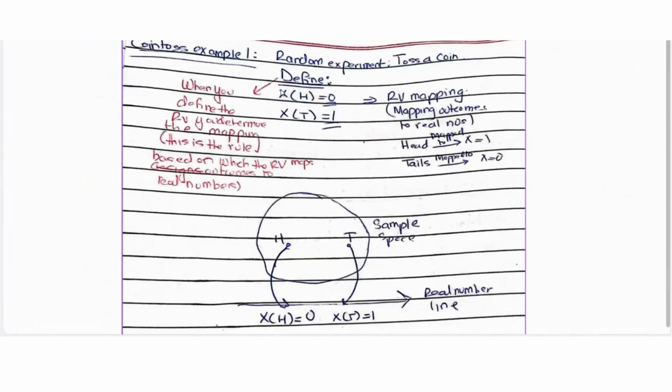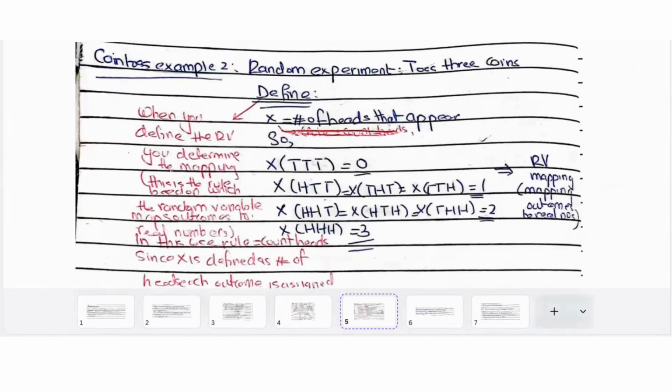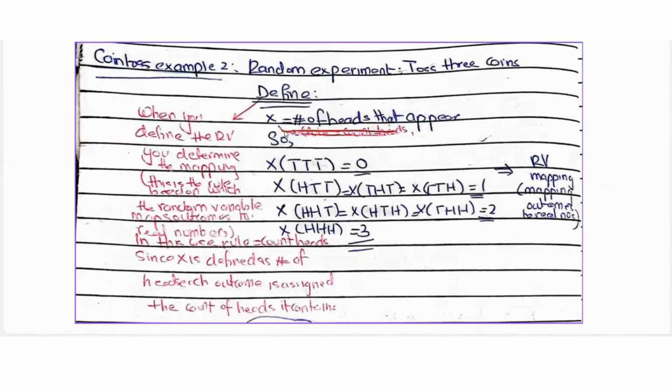I specifically said I want head to take 0 and tail to take 1. Here we've defined the random variable a little differently. Here we've defined it based upon the count of heads. But this is going to determine the mapping. I'm saying X is defined as the count of heads.